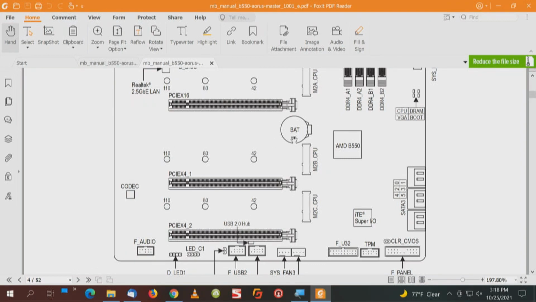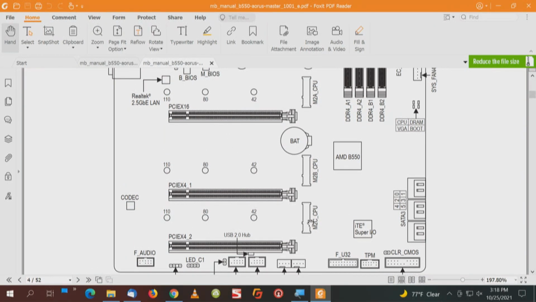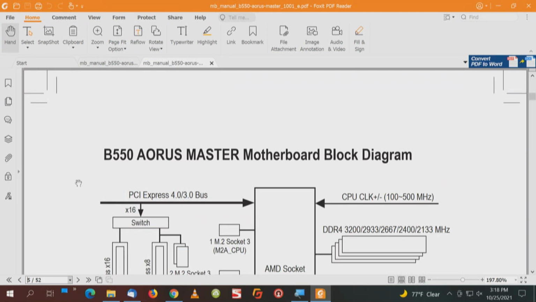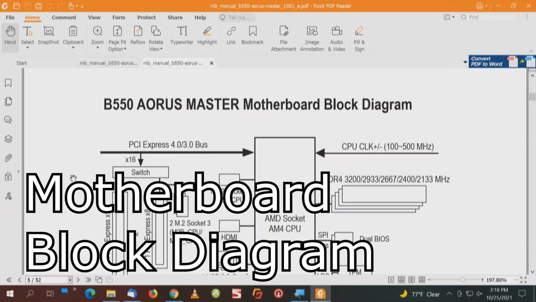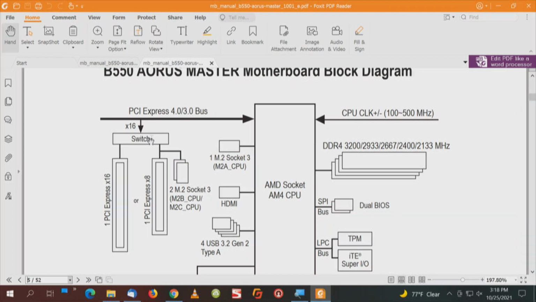And it's curious to note how this is all laid out, because all 3 of these M.2 connectors say they're to the CPU. So that's a lot of resources. Something's got to give. So PCI Express by 16, PCI Express by 4_1, and PCI Express by 4_2. Let's go to page number 5. Motherboard block diagram layout. Okay, to the CPU, PCI Express by 4. There's a switch, which means you have one dedicated 16-lane slot, or you have an 8-lane slot, and then you have your other 2 M.2 connectors, which is M2B_CPU and M2C_CPU. Those are shared.